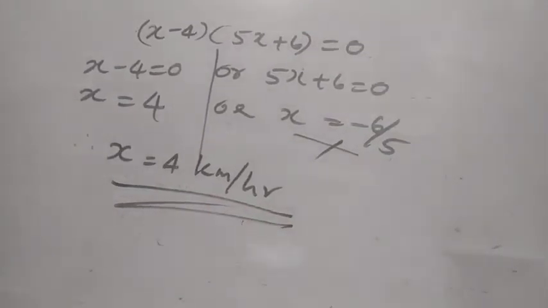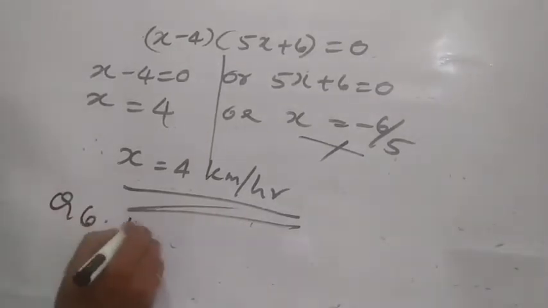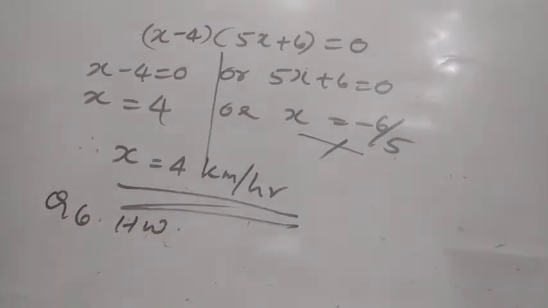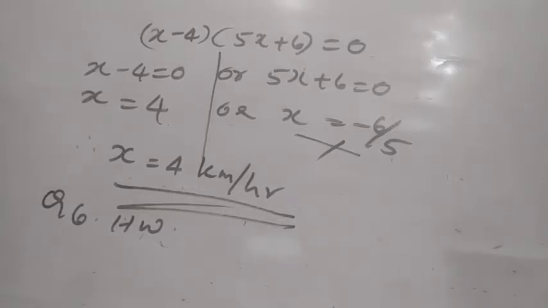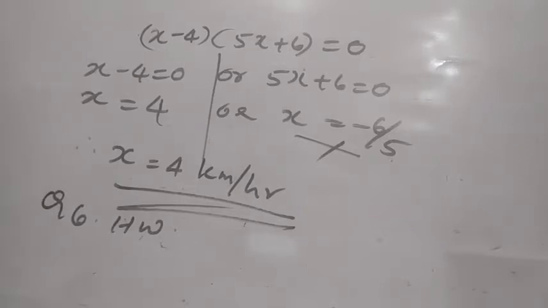Understood? Now the next problem is question 6. That is a homework problem. Do this problem. These are the important problems from exercise 6C. And now let us discuss 6D. All word problems are related to the quadratic equation. You just frame the quadratic equation and solve.